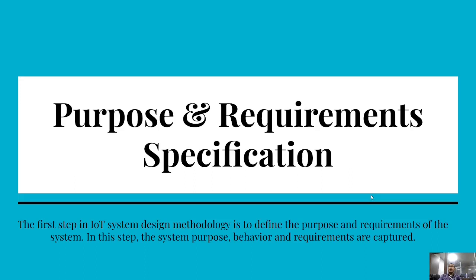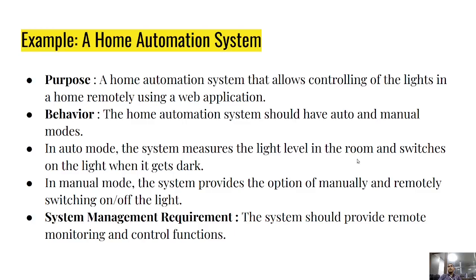Beginning with the design flow, the first step is the purpose and the requirement specification. The first step in the IoT system design methodology is to define the purpose and the requirements of the system. In this step, the system purpose, behavior and requirements are captured. It's like a design specifications or requirement specifications document. It has to be developed first, then only the whole IoT system will come up.